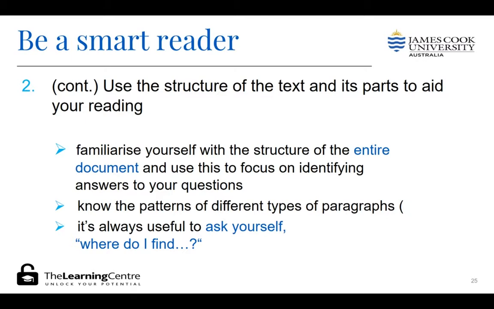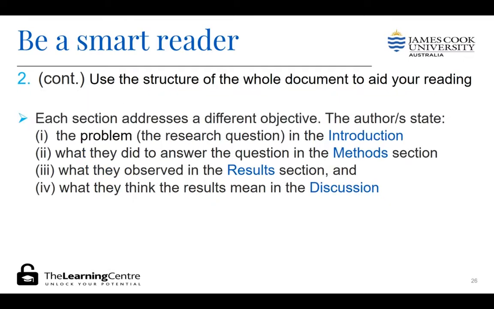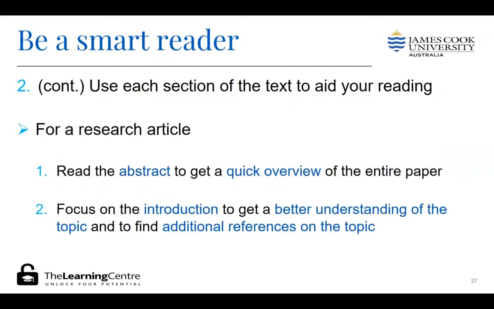We know the different patterns and types of paragraphs, and one reading strategy for being a smart reader is to ask yourself, where would I find this kind of information? What part of the text might it be in? For our journal article example, authors often state the problem or the research question in the introduction. They state what they did to answer the question in the methods section. They state what they observed in the results section. And they discuss what they think it means in the discussion section.